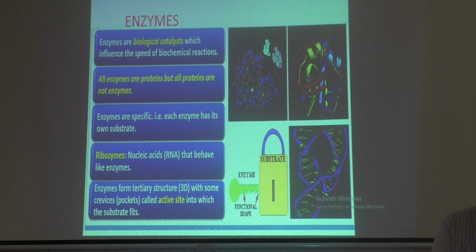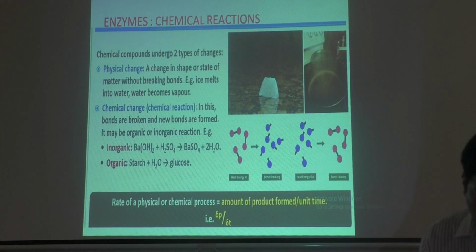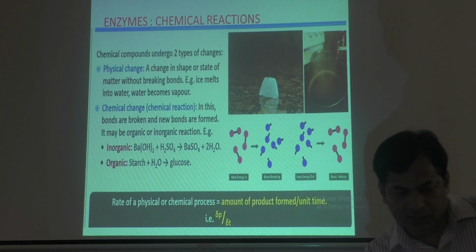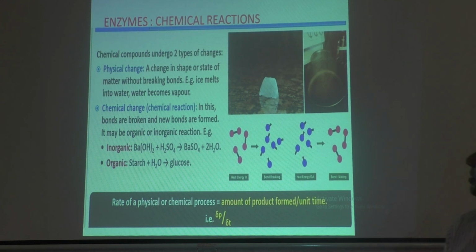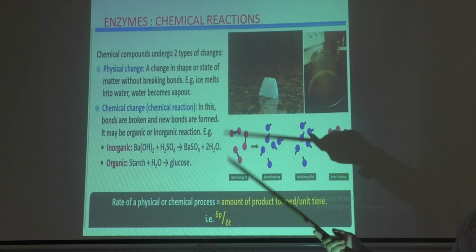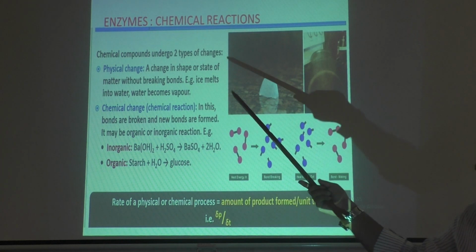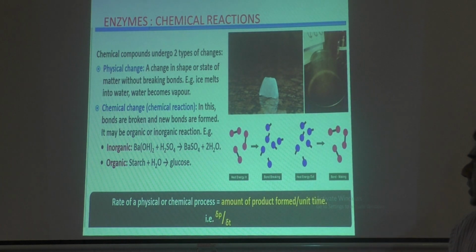We will go to the next page. Let us see some chemical reactions of enzymes, where chemical compounds undergo two types of changes. One is physical change, the other one is chemical change.